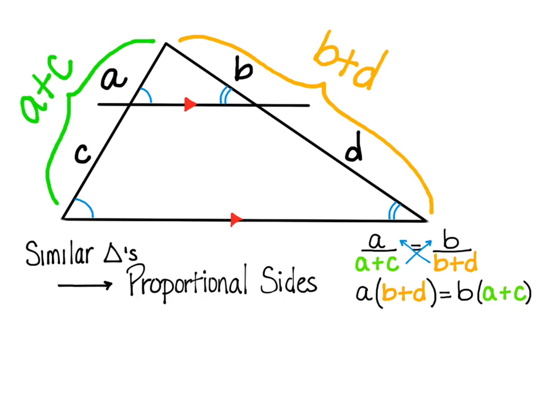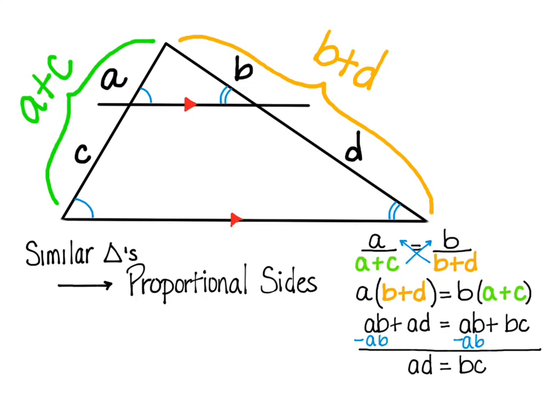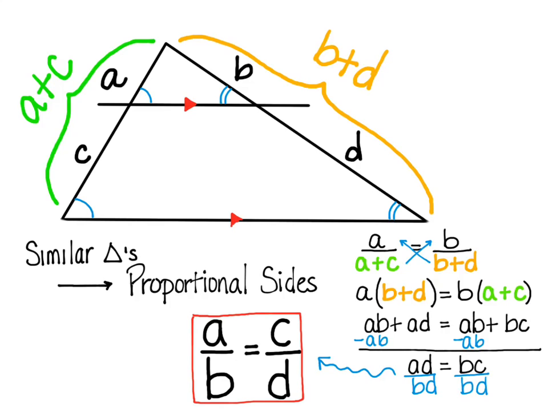We can cross multiply, and then we'll distribute to simplify. AB plus AD equals AB plus BC. Subtract the AB that's on both sides, and we end up with AD equals BC. Now I'm going to divide both sides by B times D, and we're going to have some cancellation, some simplification, and we're left with A is to B as C is to D.